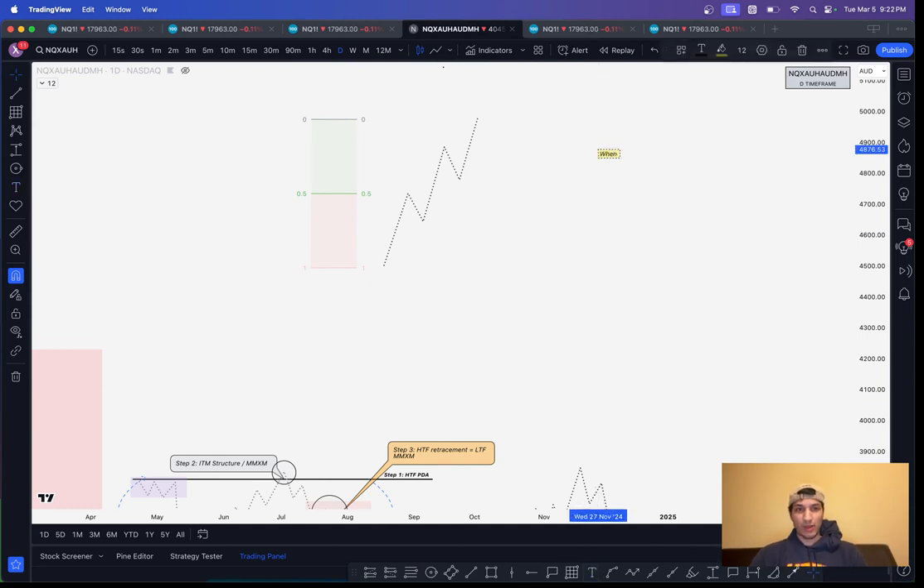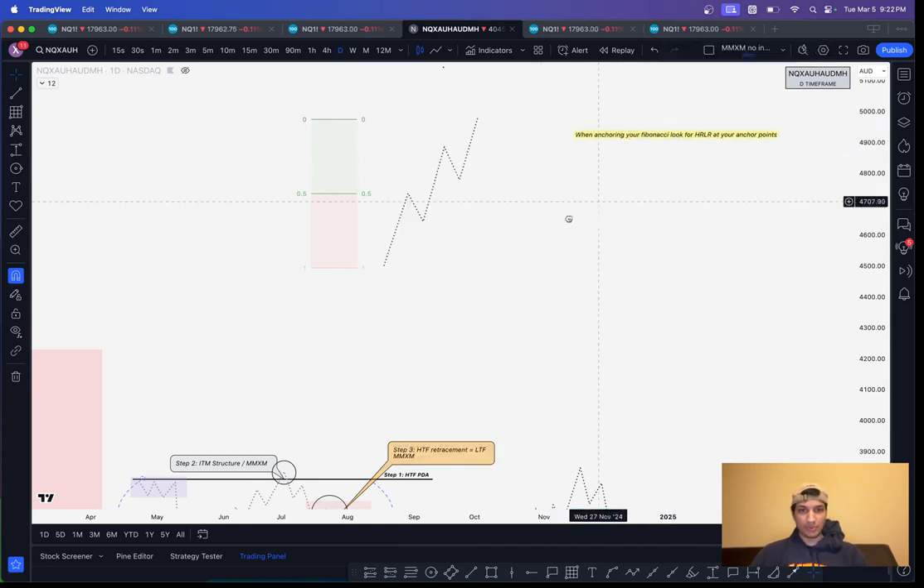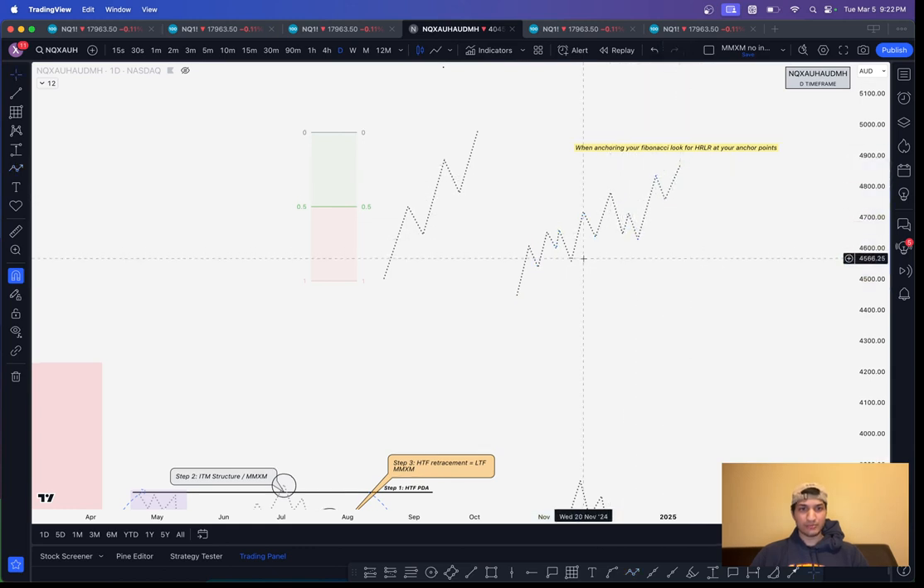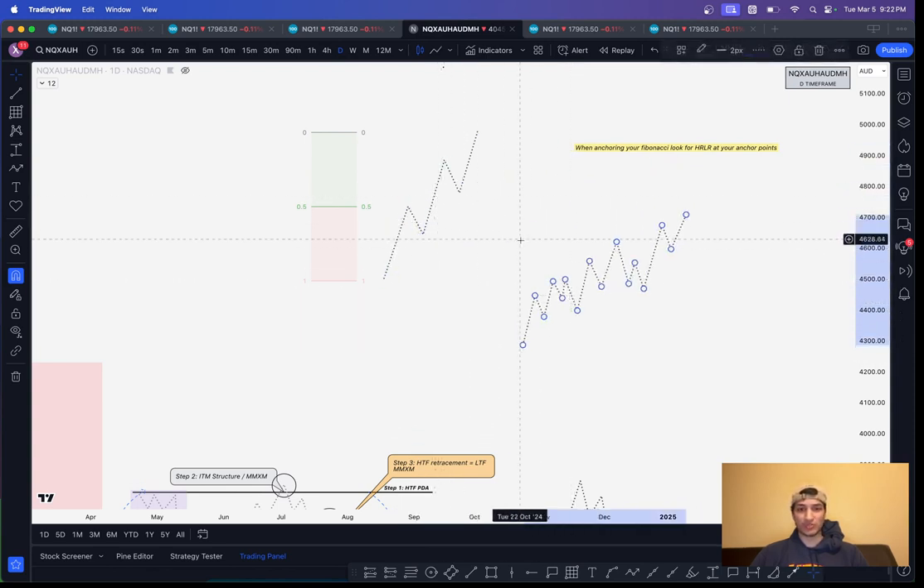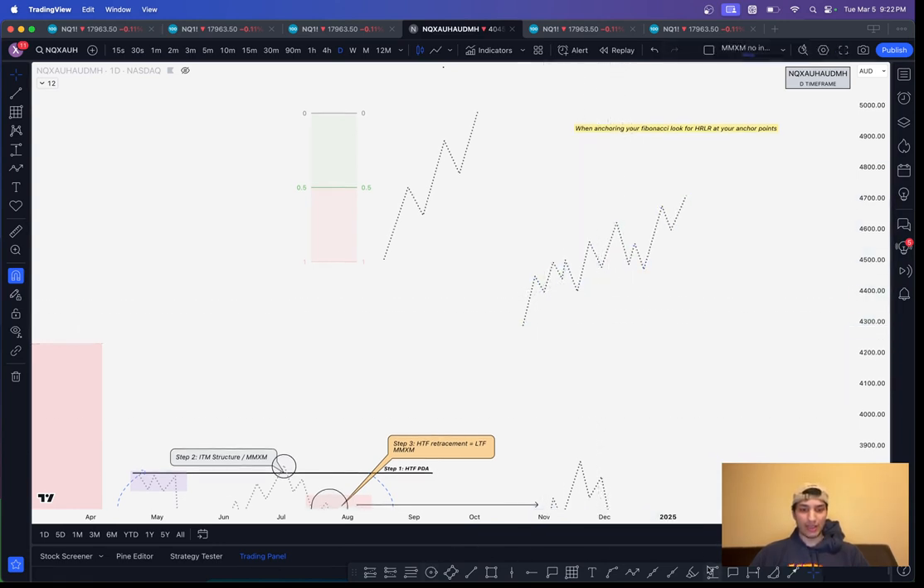So when anchoring your Fibonacci, look for high resistance liquidity to be created at your anchor points. What do I mean by that? So let's say, for example, you have a generic chart that looks something like this and you're creating structure, but in reality, the structure looks something like this, right? Okay. Again, this is more aligned to what this would actually look like in a real chart. Price never moves this perfectly. You want to wait for high resistance liquidity to be created every time you anchor your new dealing range.